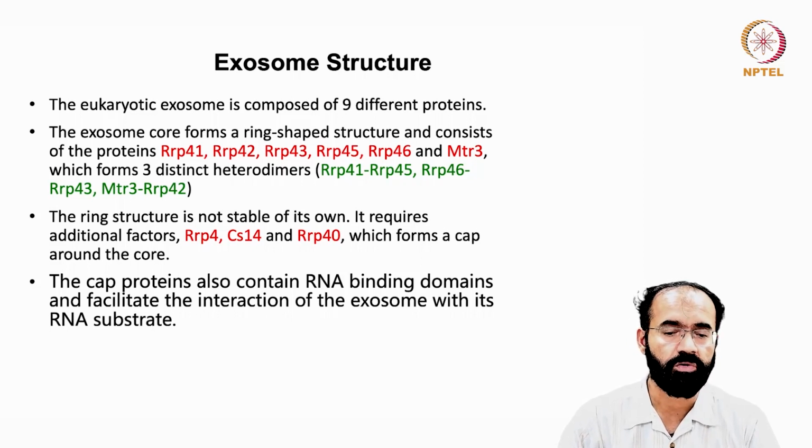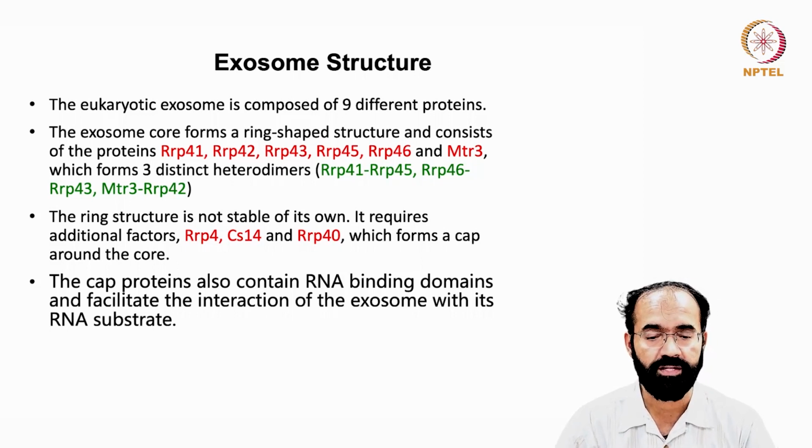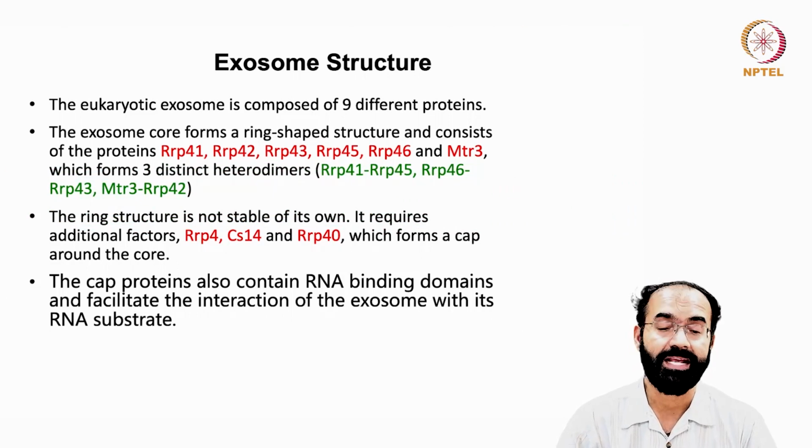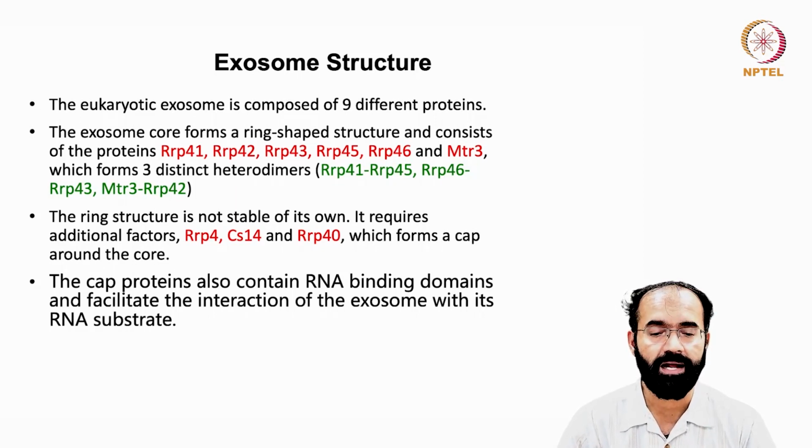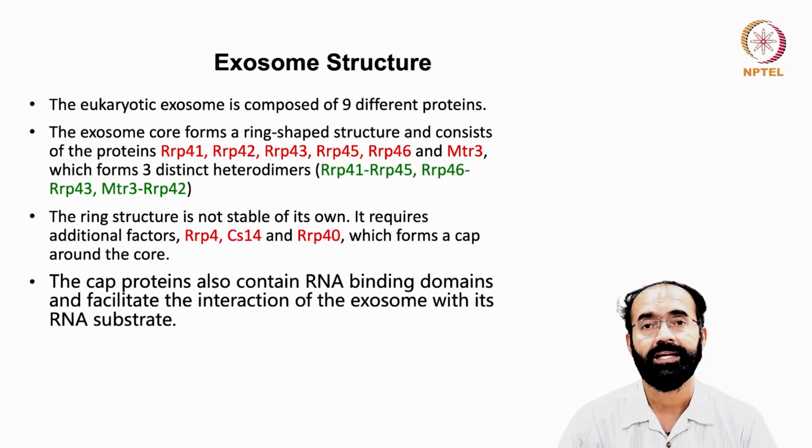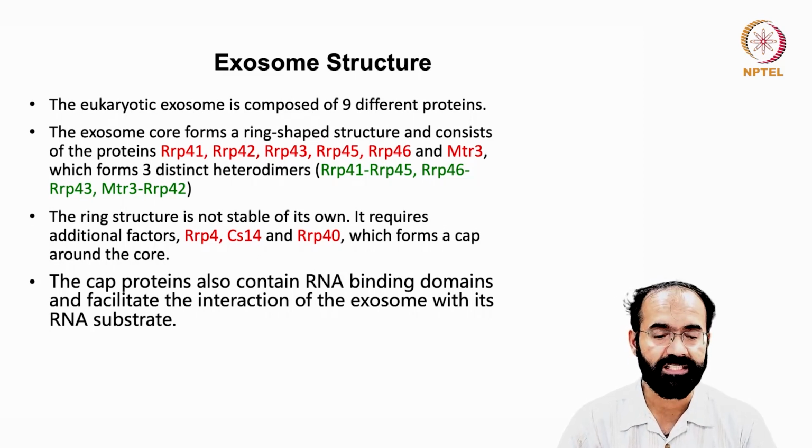The exosome core forms a ring-shaped structure, and it consists of proteins such as RRP41, RRP42, RRP43, RRP45, RRP46 and MTR3, which form 3 distinct heterodimers. What are those heterodimers? RRP41 and 45 are a pair, RRP46 and 43 another pair, and MTR3 and RRP42 another pair. So 3 heterodimers form a total of 6 proteins.